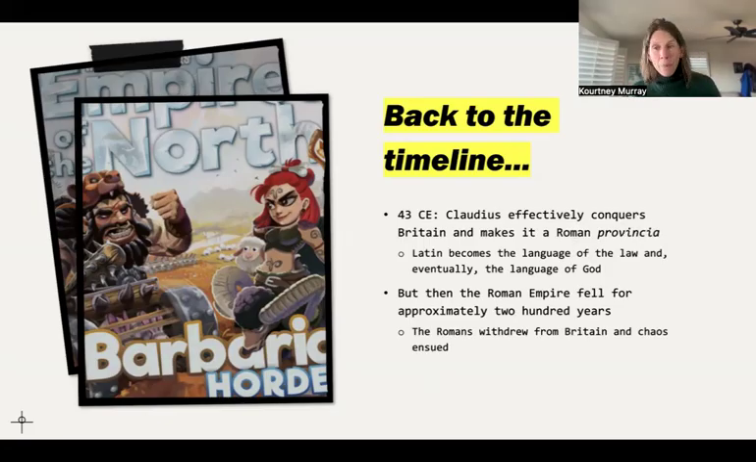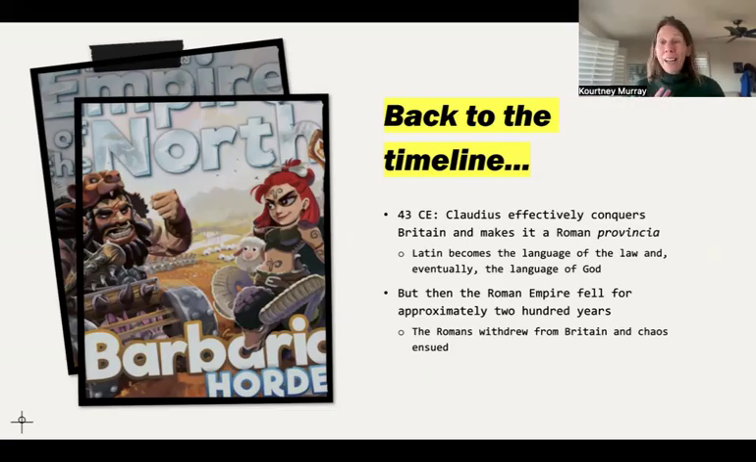And when that happens, the Celtic languages become subordinated to Latin. This is what Rome does. It does it all over the place. It goes to different places and it conquers them and it makes Latin the language of the law. And so that's actually why many of us are in this class, because we still have so many Latin phrases in legal terminology.